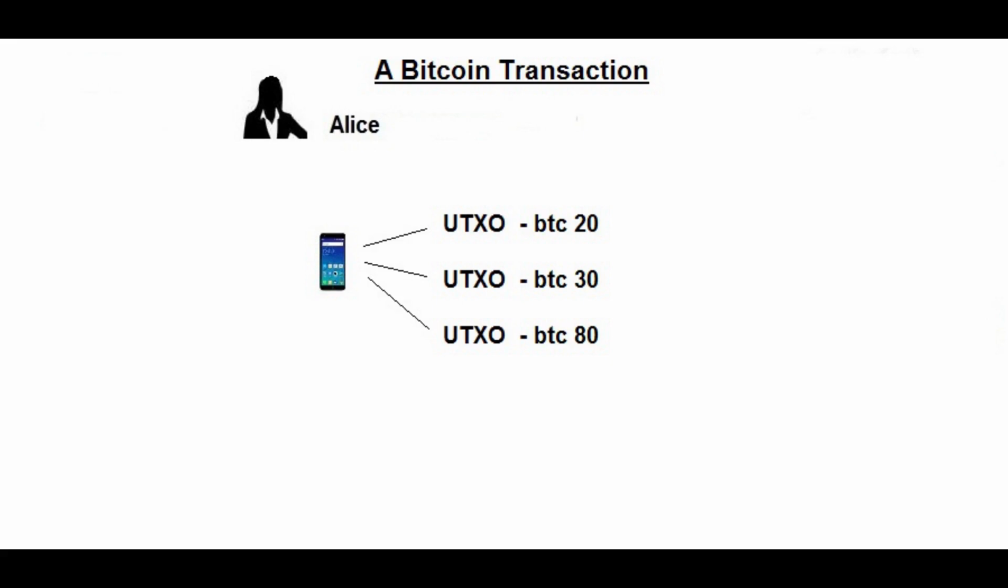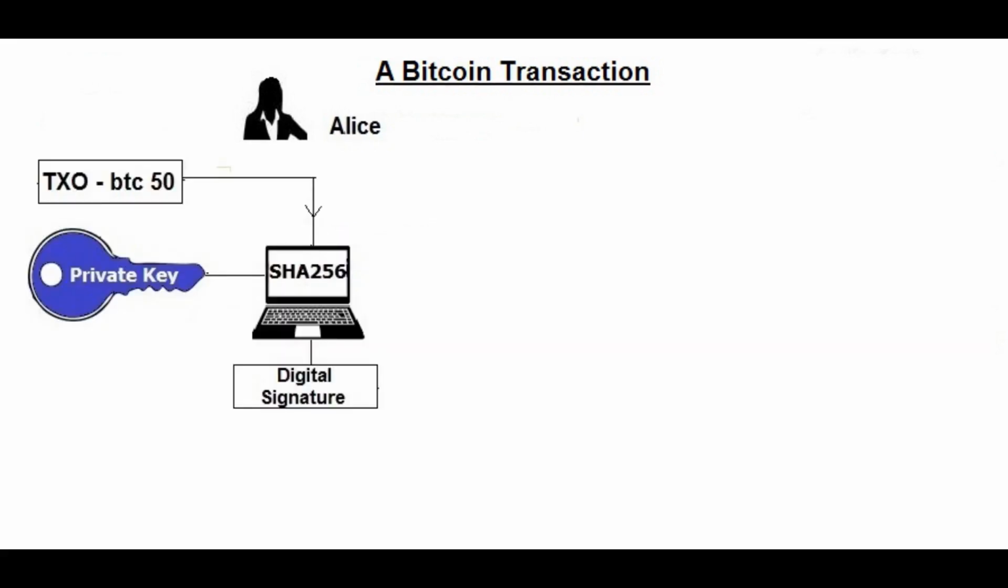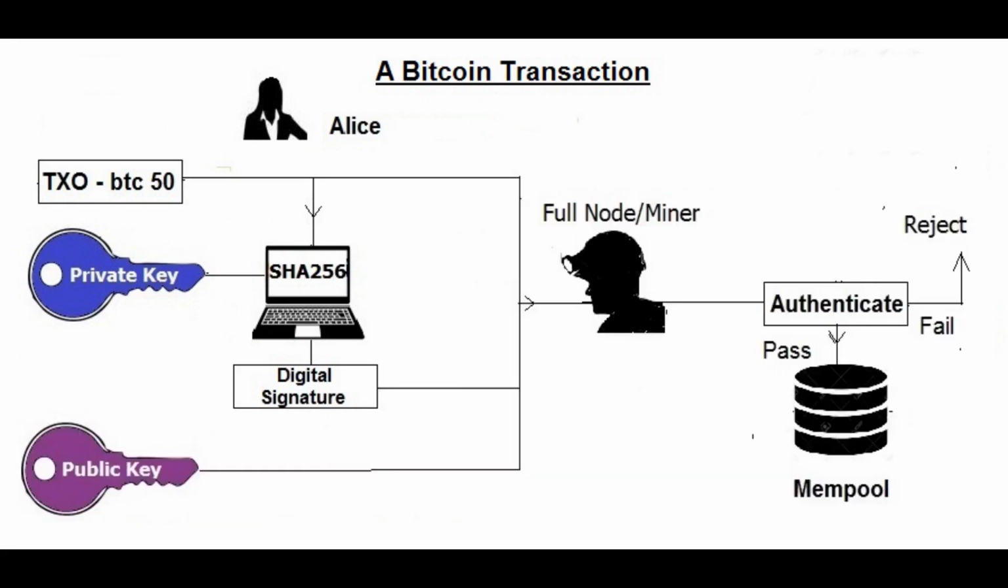Then she clicks send. The Bitcoin system computes a digital signature by hashing Alice's private key in the transaction message. The system transmits the transaction, that is, the TXO, together with the digital signature and Alice's public key. This is broadcast to the system. Full nodes pick up the transmission and verify it. The verification is done by checking compliance with various criteria set by the system, which includes the authentication of the transaction. Full nodes authenticate the transaction by using Alice's public key, the digital signature and the TXO message.